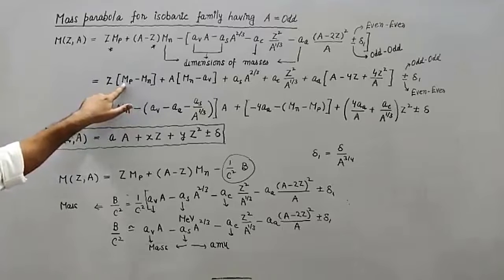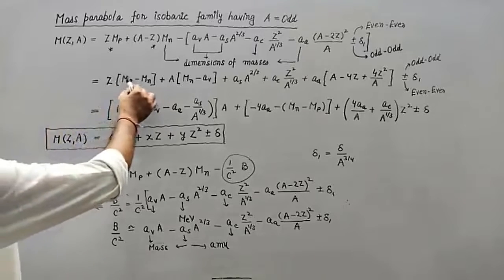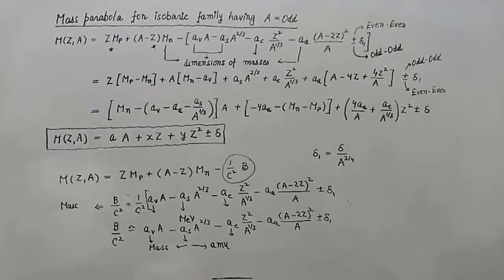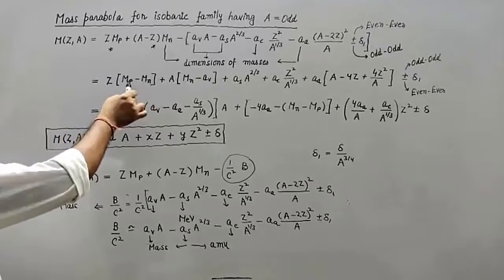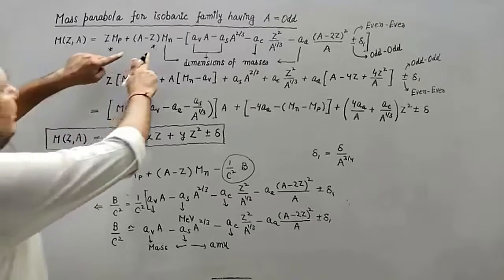In various books, you can also find that in place of MP, they are writing MH, because one H1 nucleus means one proton. One H1 nucleus means proton. So in many books you will find that in place of this MP, they have written MH. So we have combined these two terms.